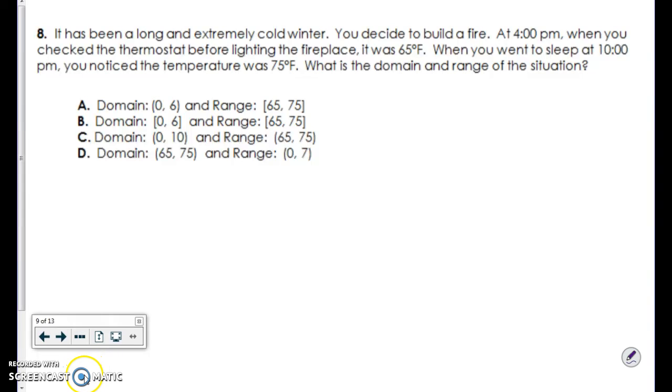It has been a long and extremely cold winter, so you decide to build a fire. At 4 p.m., when you check the thermostat before lighting the fireplace, it's 65 degrees. When you go to sleep at 10 p.m., you notice the temperature is 75 degrees. What is the domain and range?